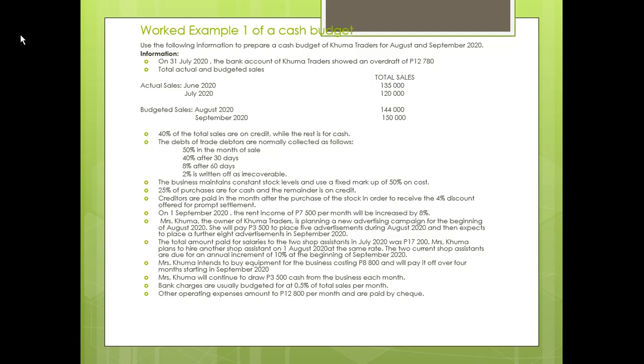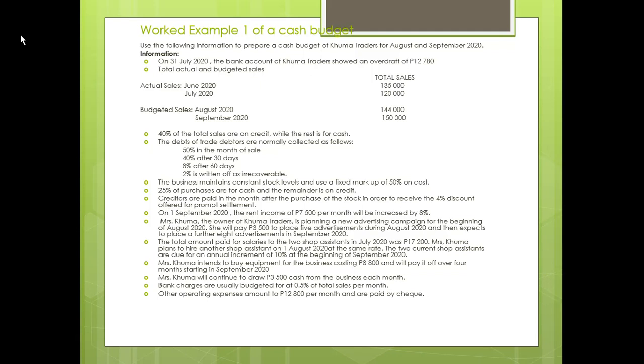We have 40% of the total sales are on credit. The trade debtors are normally collected as follows: 50% in the month of sales, 40% after 30 days, 8% after 60 days, and 2% is written off as irrecoverable. So this is the information which we use to prepare the budget. We have to make a schedule.